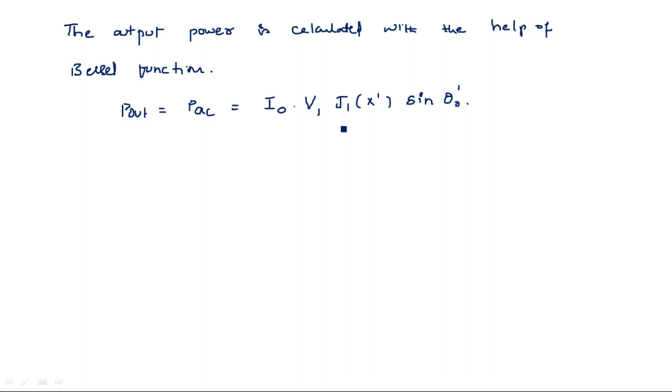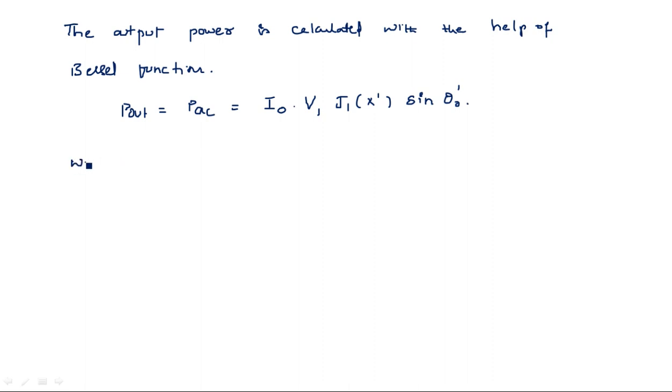All these are experimental results. You don't need to go for the calculation of this Bessel function and sine theta 1 and everything. Take the notation as it is: I naught into V1, which is the normal multiplication of current and voltage for the power. Along with that, we will also have the sine and Bessel function. The phase is represented by sine theta naught dash, and J1 of x dash is the Bessel function.